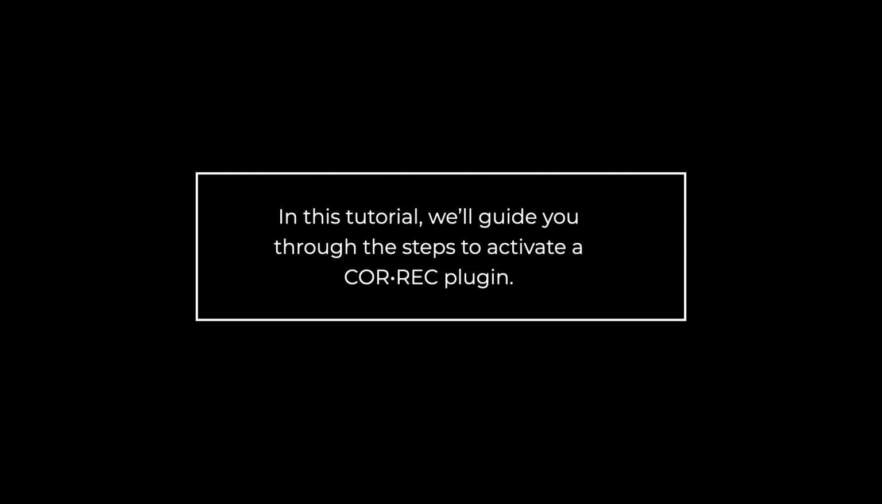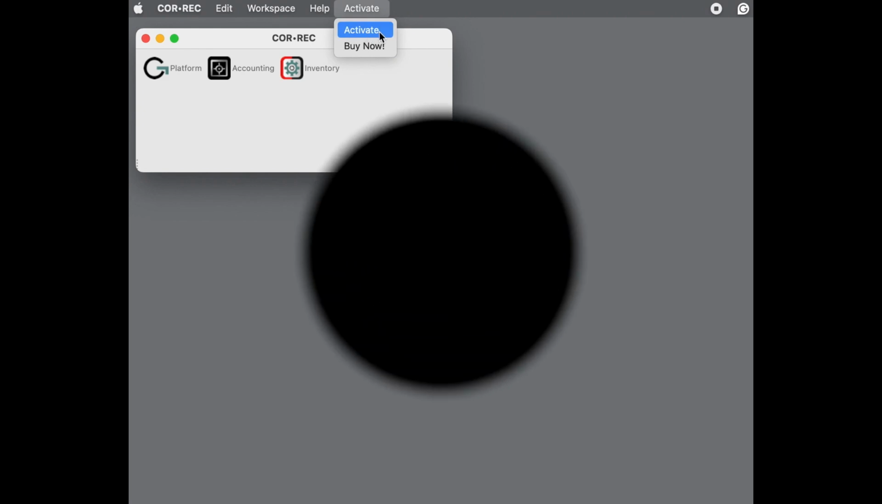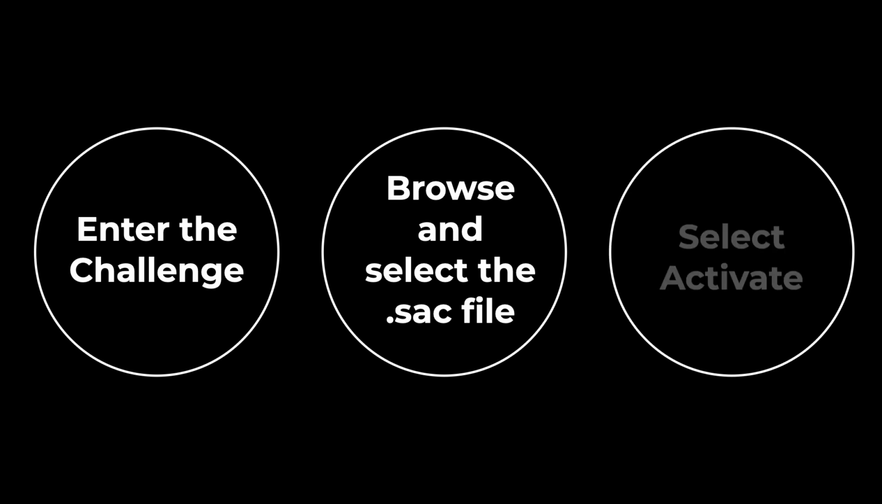Welcome. In this tutorial, we'll guide you through the steps to activate a Correct plugin. Start by navigating to the activation view in your Correct application. You will need the challenge and location of the .sac file you received in an email with your purchase.